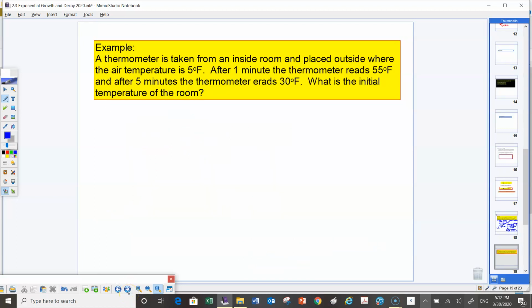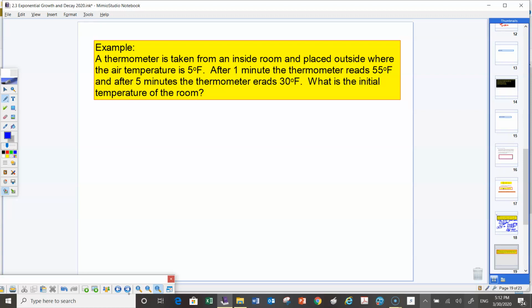Okay, we have another example we can look at using the law of cooling. This one here says that a thermometer is taken from an inside room and placed outside where the air temperature is 5 degrees. After 1 minute, the thermometer reads 55 degrees Fahrenheit. After 5 minutes, the thermometer reads 30 degrees Fahrenheit. What is the initial temperature of the room?